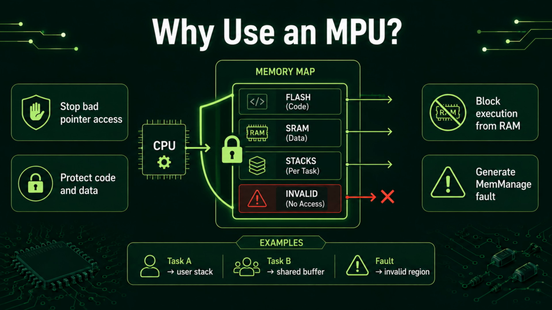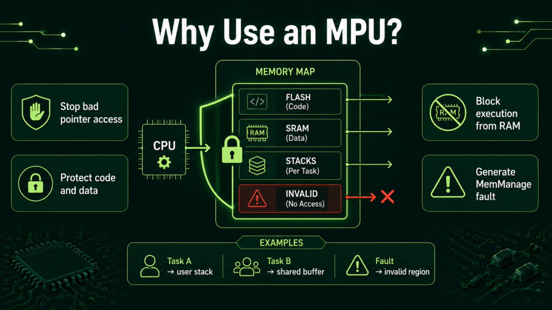The main purpose of an MPU is to prevent one software error from corrupting the entire embedded system. Without protection, an invalid pointer can overwrite global variables, damage another task's stack, modify kernel data, or access an unintended peripheral register. These errors can be difficult to reproduce because the system may continue running before eventually crashing.